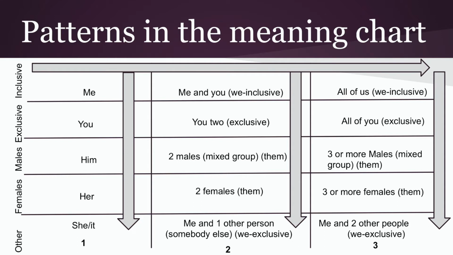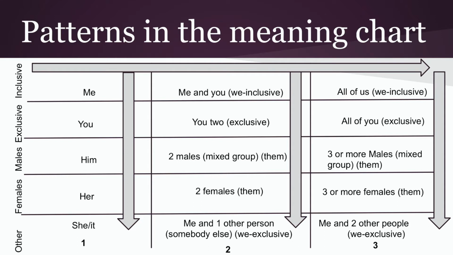But let's go across too. So we talked about the patterns down. Let's go across. Let's start with the top row. If you look to the far left, it says inclusive. That's the pattern, me. And then the next one next to it, me and you, all of us. That's inclusive. I am included in every group of subjects in that row. The one below it, let's look at you, you two, you all.